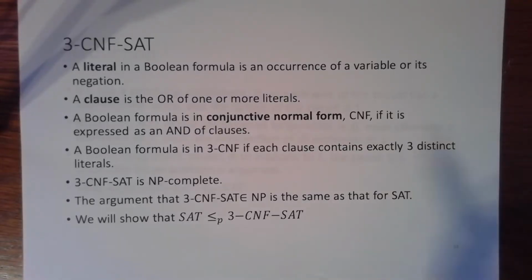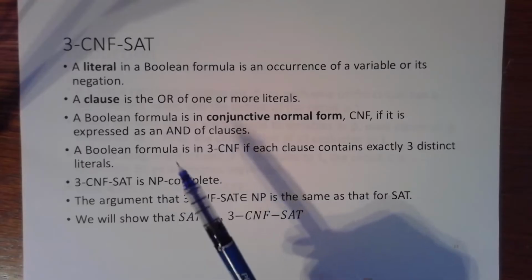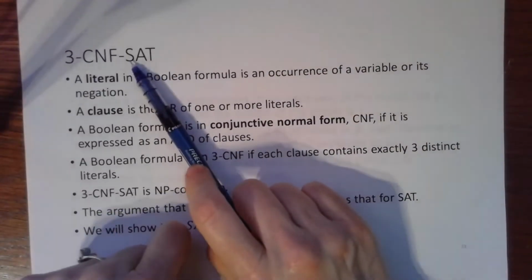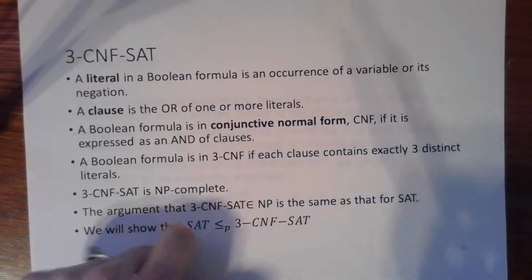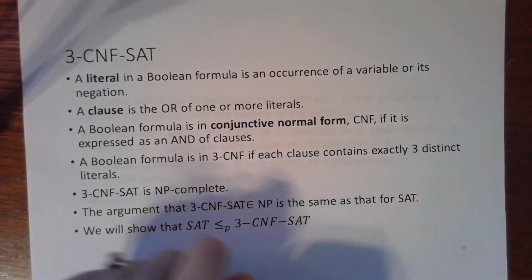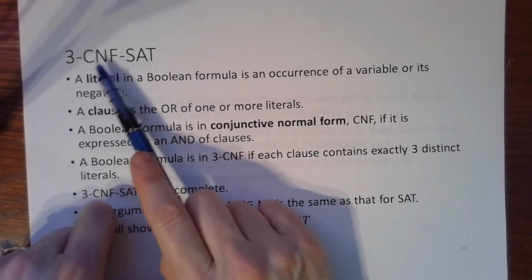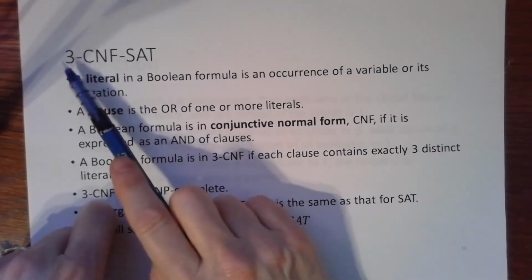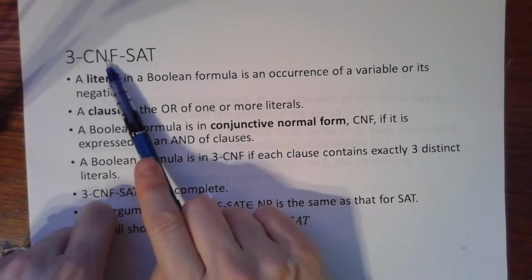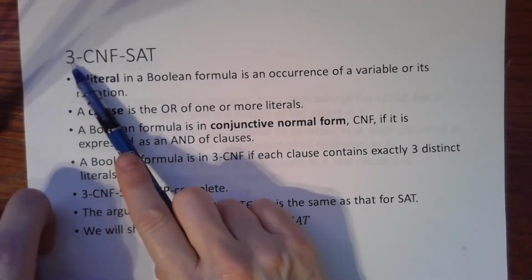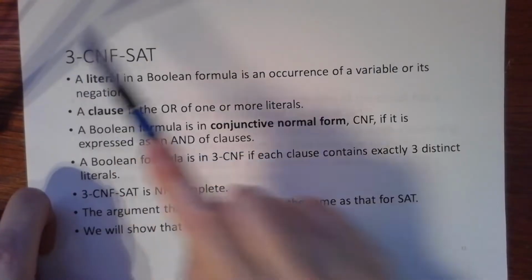Next we want to look at 3-CNF-SAT. This is formula satisfiability, but with a couple of things added to it. First of all, the formula has to be in conjunctive normal form, and then it's in 3-conjunctive normal form. That means each clause has to have exactly 3 literals in it.